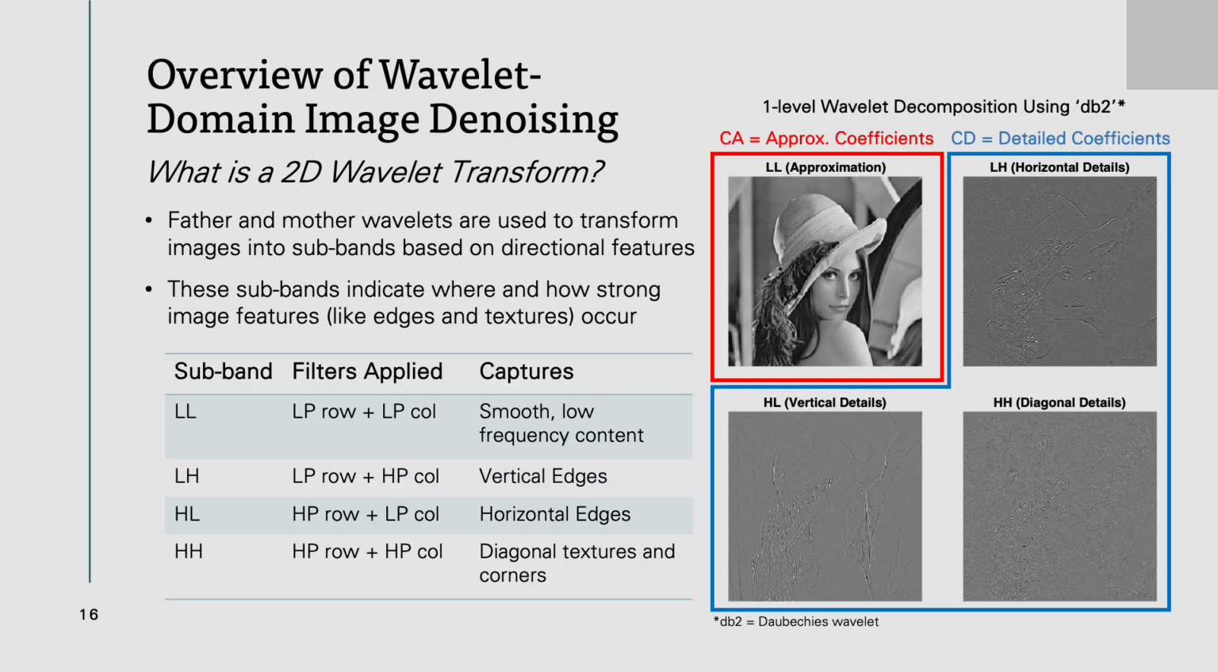Father and mother wavelets are used to transform the image into subbands. Each subband captures directional features. If we low-pass filter the rows and the columns, we obtain an approximation of the smooth, low-frequency content of our image. If we low-pass filter the rows and high-pass filter the columns, we obtain vertical edges. And inverting that, we obtain the horizontal edges. If we high-pass both the rows and the columns, we obtain the diagonal textures and corners.